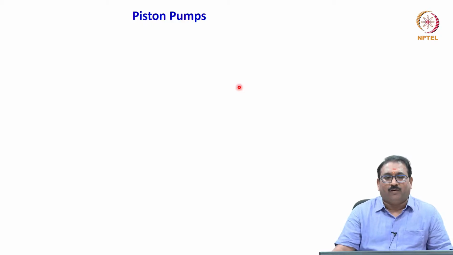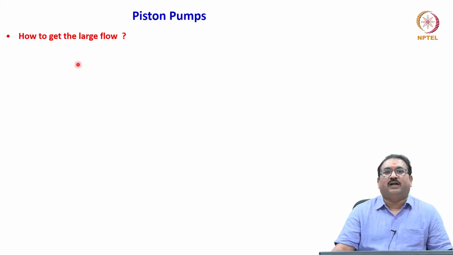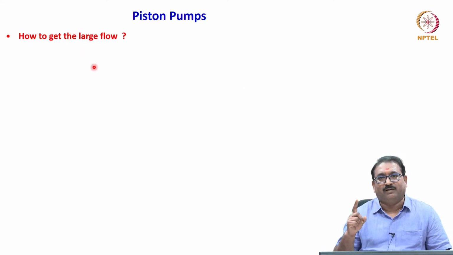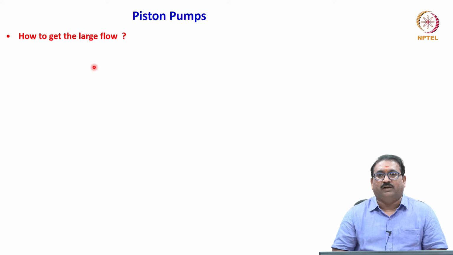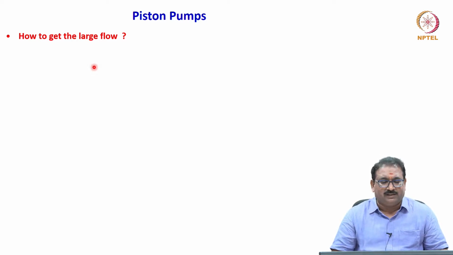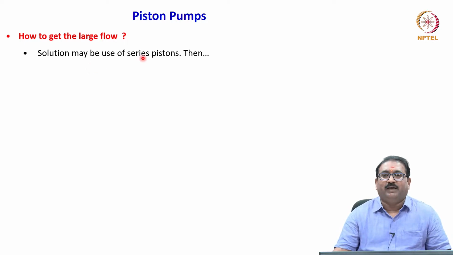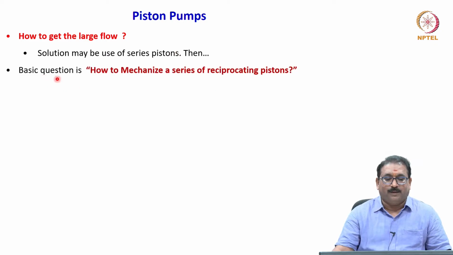Now quickly we will see, friends, how to get a large flow. Previously you saw in the hand pump that the diameter and the stroke decide the flow, with only one piston. Now I want a large flow and withstanding large pressure. How to do this? This is very important. The solution may be to use a series of pistons. Then the basic question is how to mechanize a series of reciprocating pistons.